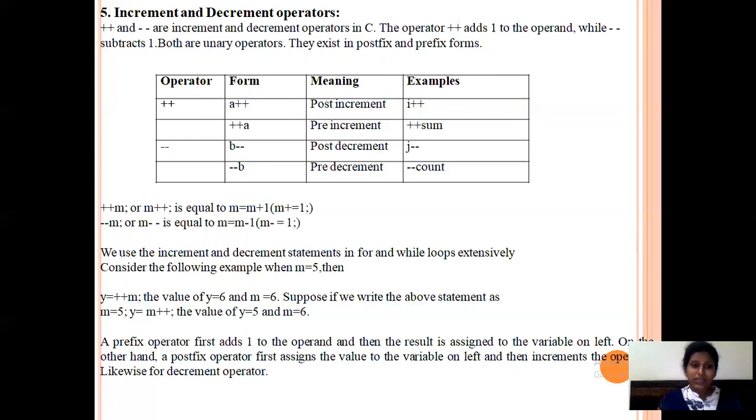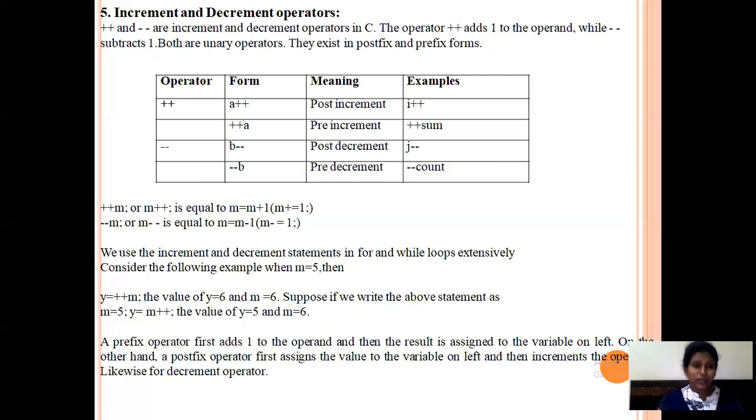So the values will get changed depending on these pre and post increments. See, suppose you use ++m, okay, the value of m is what? 5. That value will be incremented first and it will be assigned to what? m. That value is nothing but the y value. So for the first example, y will be 6 and m will be 6.